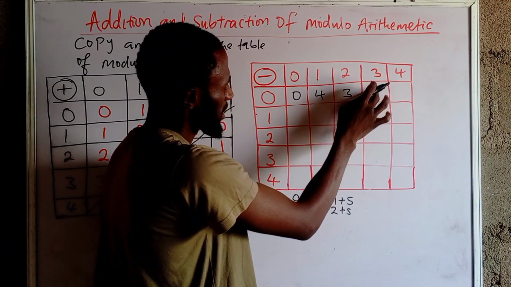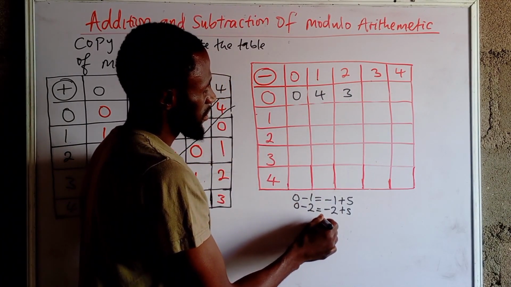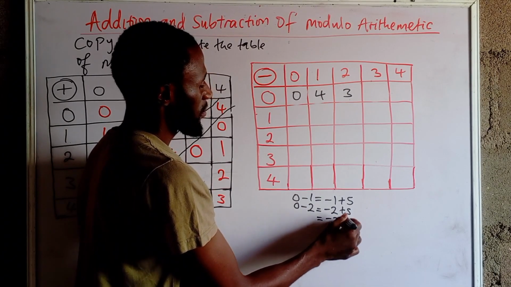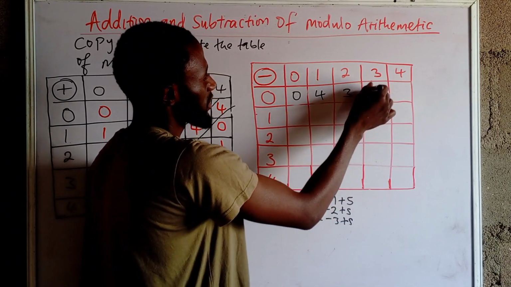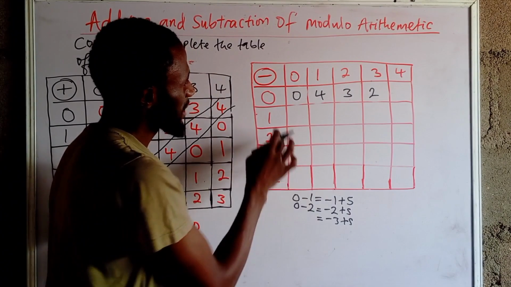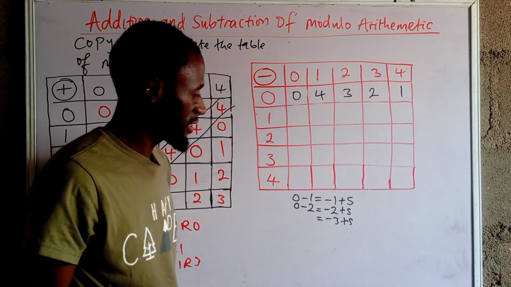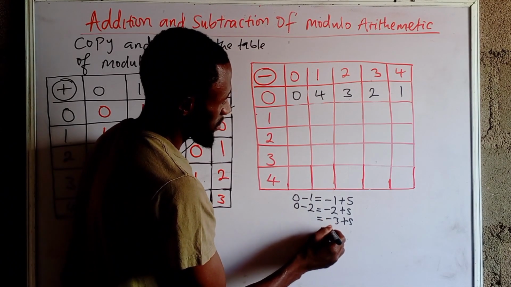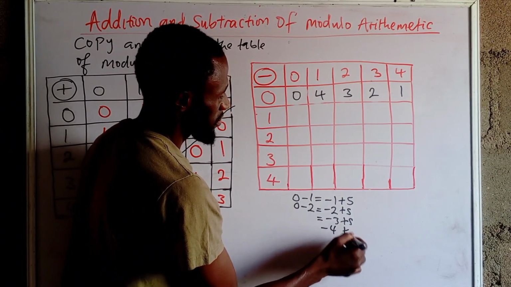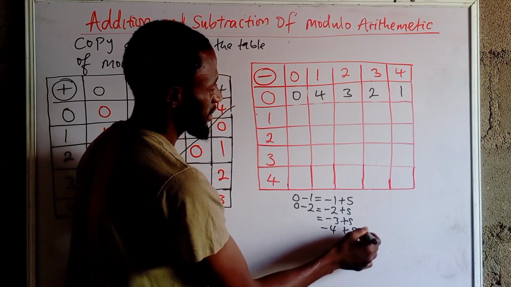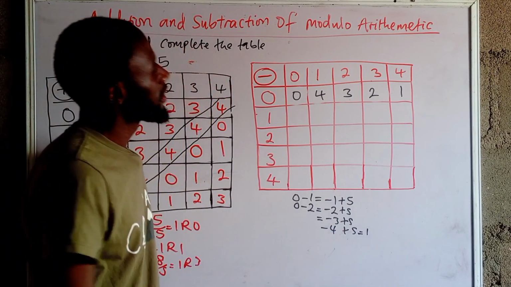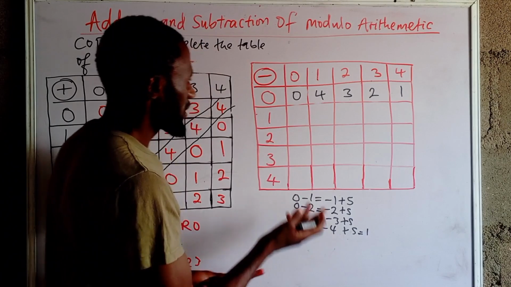In the next case again, you have minus 3. Minus 3 plus 5 gives 2. The last one, minus 4 plus 5, gives 1. This is how we can keep making the table.